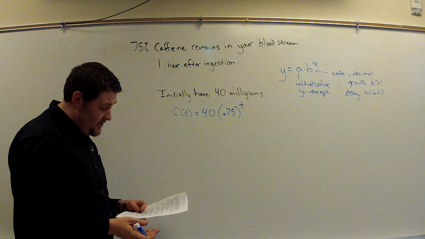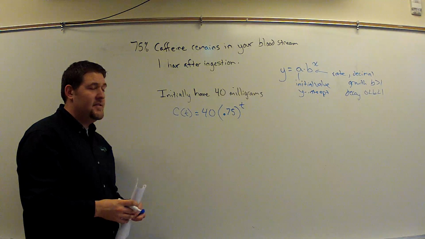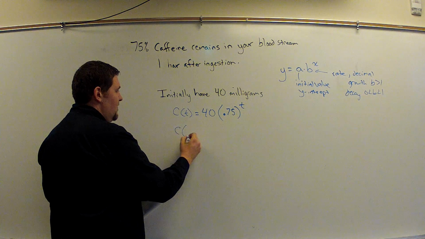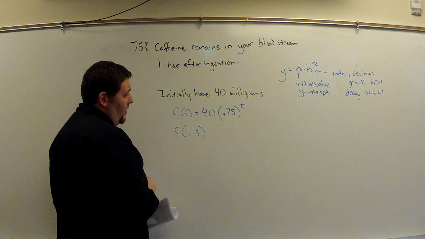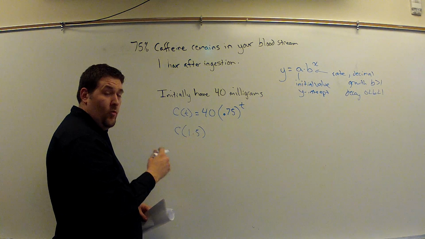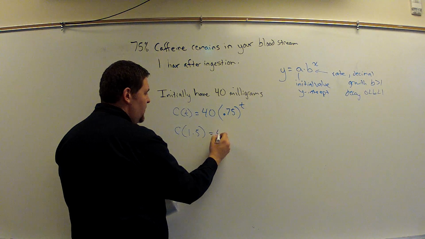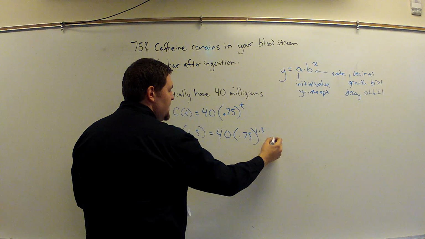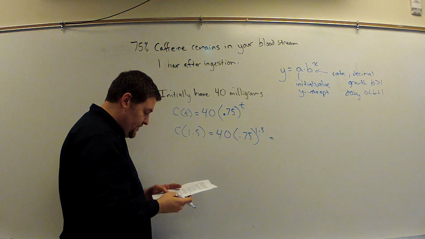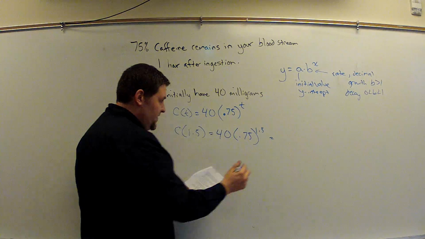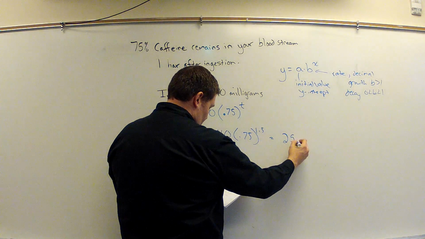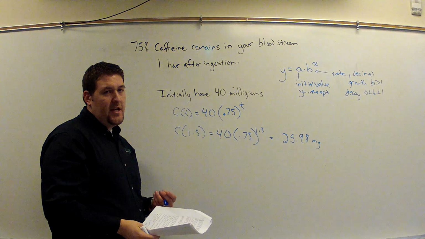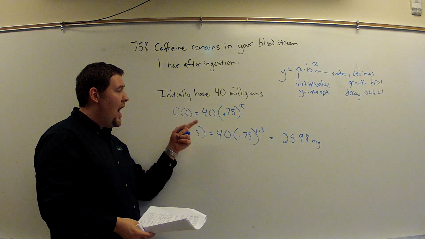What I might ask you then is how much caffeine is in the system after so many hours. For instance, I might ask, what does c of 1.5 mean, and what is that value? Well, 1.5 would be 1.5 hours. And if you put that into our function rule, 0.75 gets raised to the 1.5 hours, and you'll come out with your caffeine amount. Well, after 1.5 hours, this approximates out to be 25.98 milligrams.